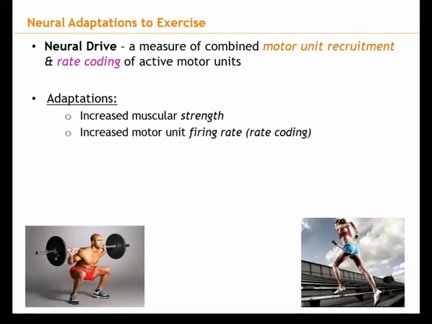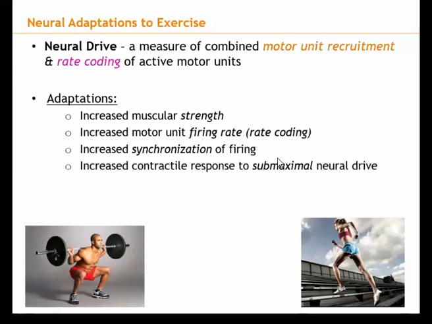We also have increased motor unit firing rate, which is a product of neural drive. Increased synchronization of firing. This is basically where we decrease the time it takes to reach peak force, so we are able to produce force faster. So it's more of a product of power. And then increased contractile response at submaximal neural drive. So think of just a workout that's non-maximal. You're still stronger. You have a greater contraction even at submaximal loads.